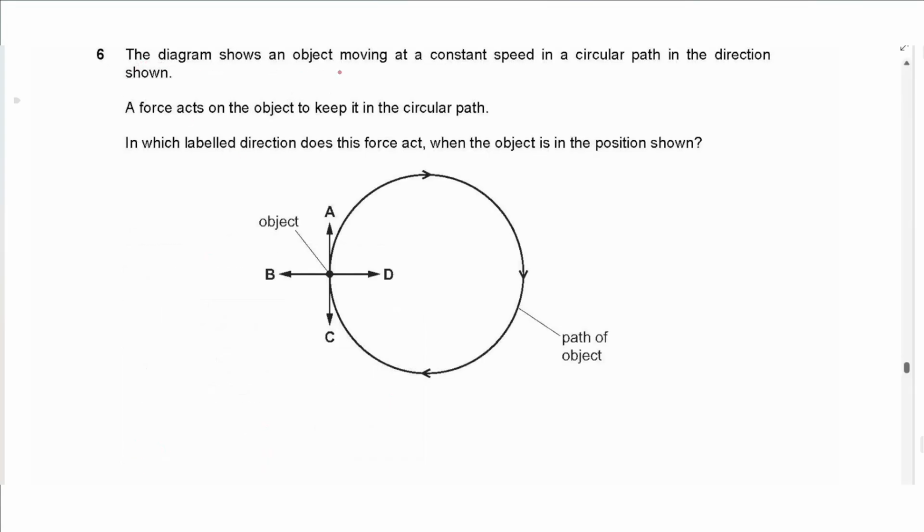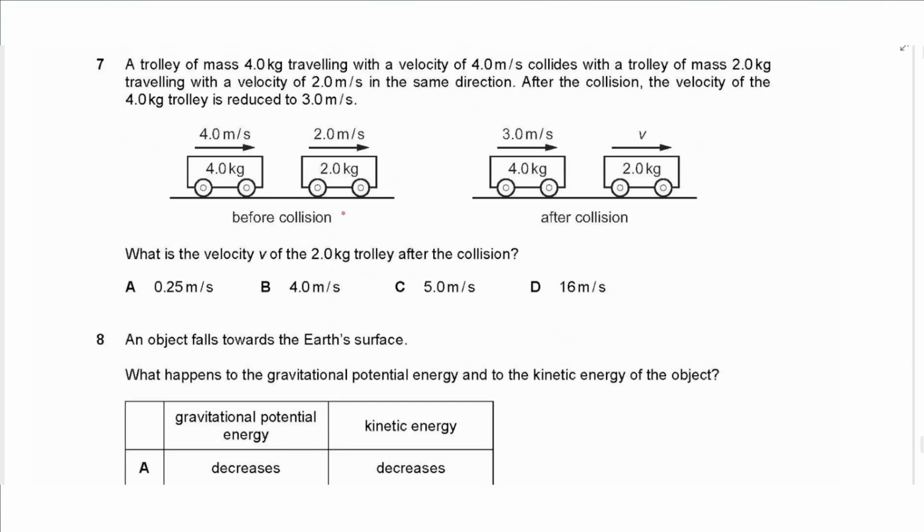Question 6 says the diagram shows an object moving at constant speed in a circular path in the direction shown. A force acts on the object to keep it in the circular path. In which labeled direction does the force act? So the resultant force should be towards the center for any object moving in a circular motion with constant speed. Question 7 says a trolley of mass 4 kilograms traveling with a velocity of 4 meters per second collides with a trolley of mass 2 kilograms traveling with a velocity of 2 meters per second in the same direction. After the collision, the velocity of the 4 kilogram trolley is reduced to 3 meters per second. What is the velocity of the 2 kilogram trolley?